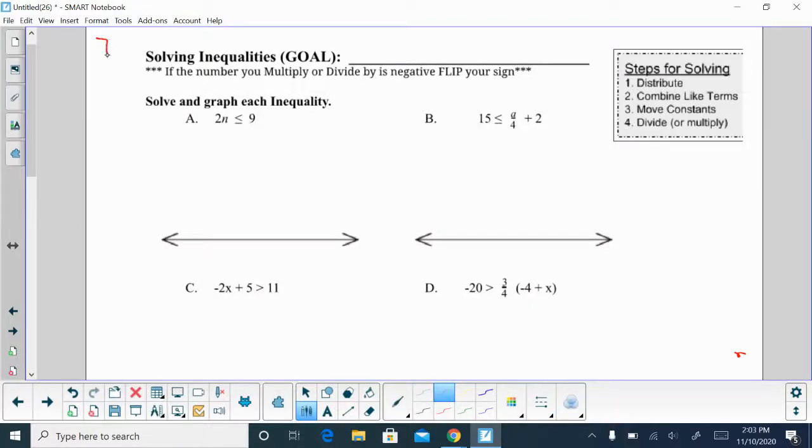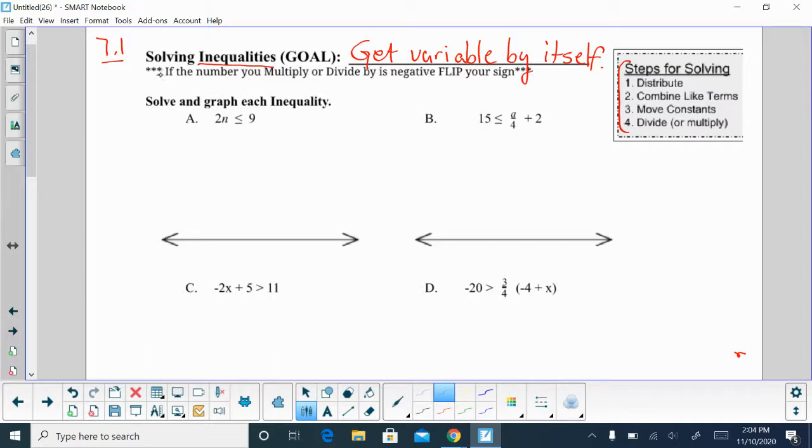Hi there. We are working on the second page of 7.1, and we're solving our inequalities, where our goal is to get the variable, get that letter by itself. So if we're solving for x, y, m, p, q, we have to get that variable by itself, preferably on the left side, but that's not always got to be the case. Don't forget, here are our steps for solving equations, actually in this case inequalities.